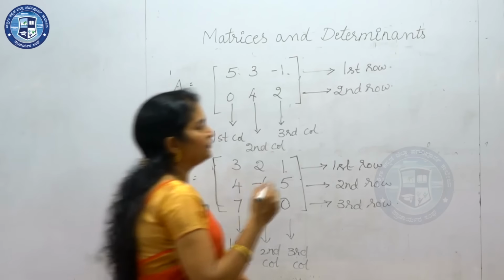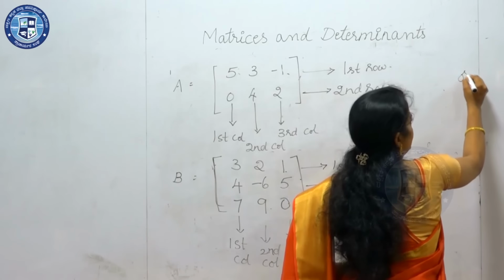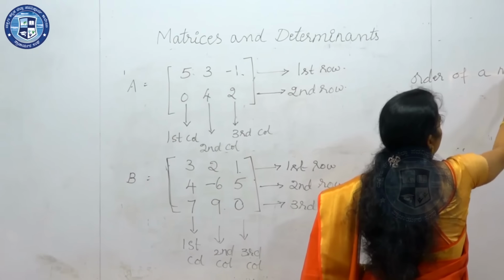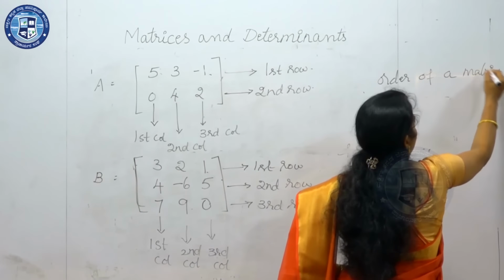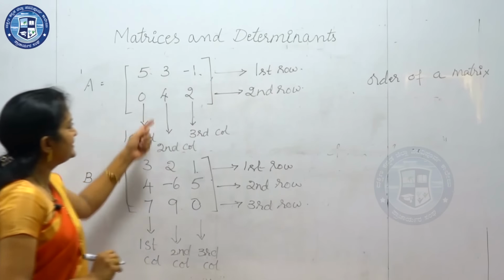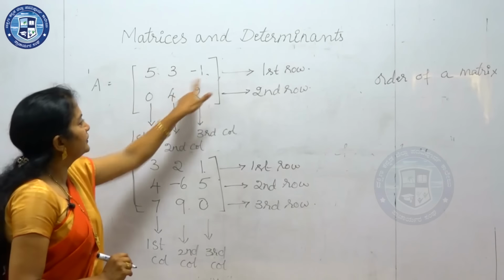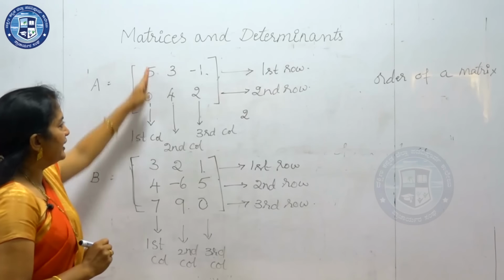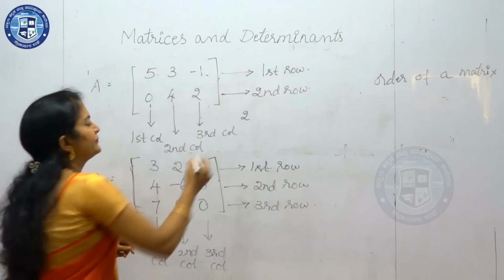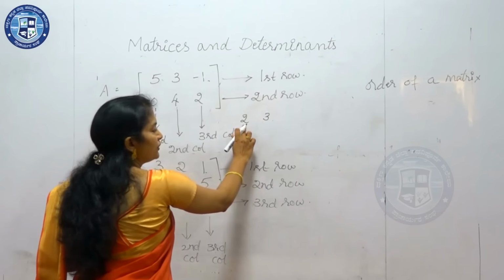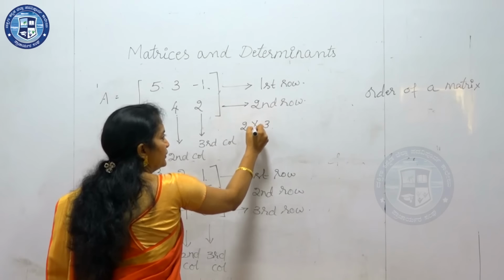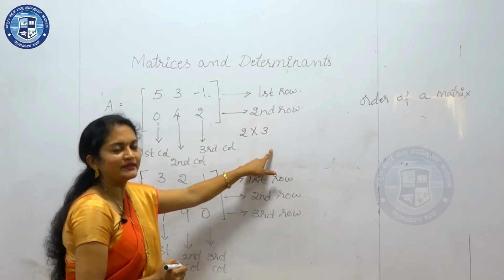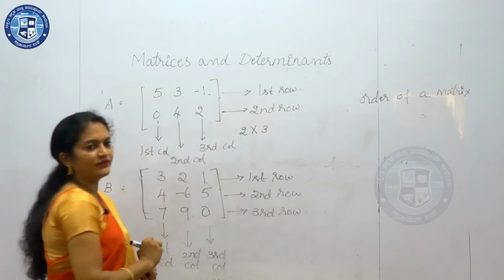Now we will see what is the order of a matrix. Now you see this matrix, here there are 2 rows and 3 columns. So 2 rows and 3 columns. So 2 by 3 or 2 cross 3 is called the order of this matrix.